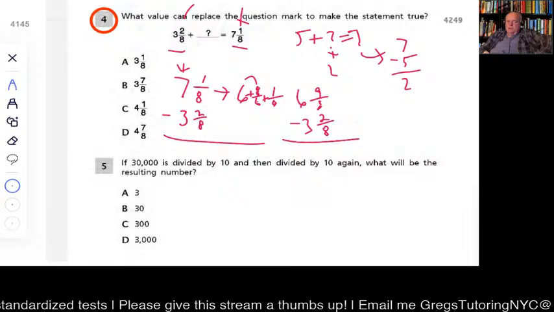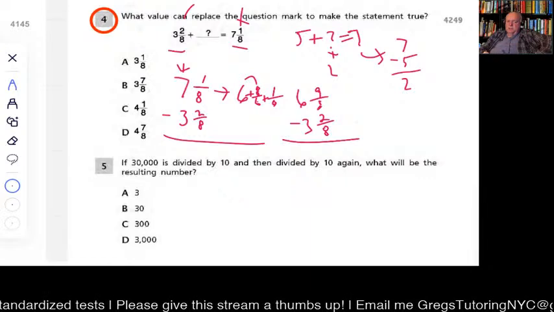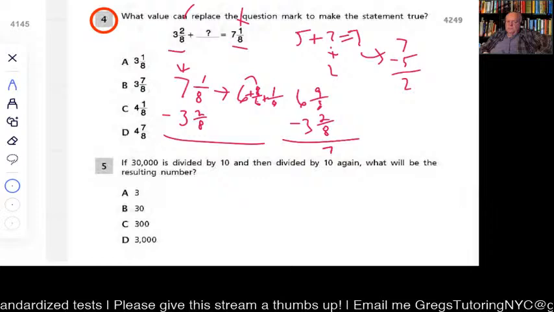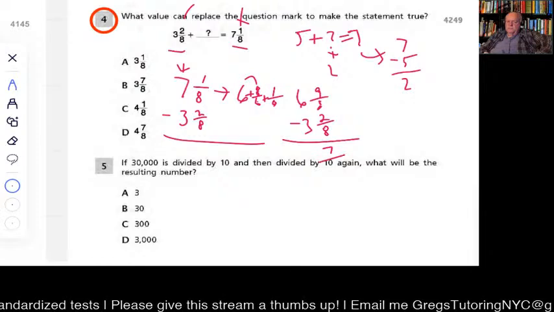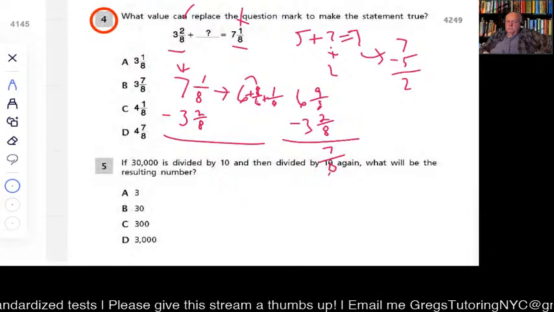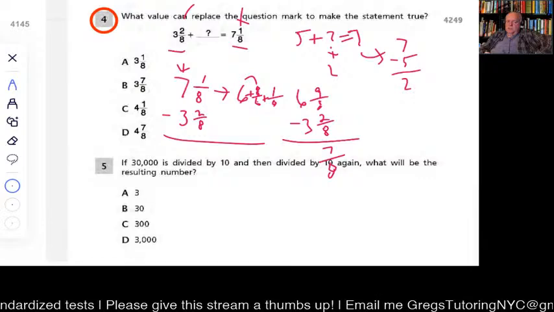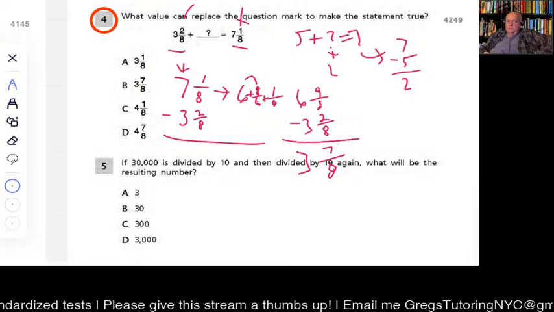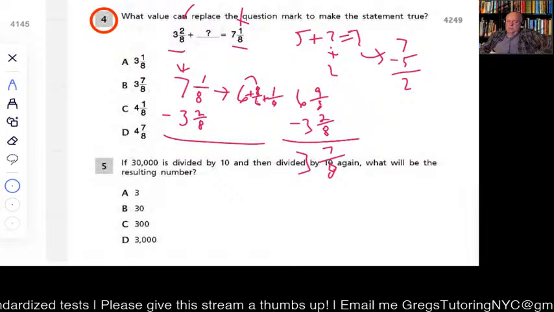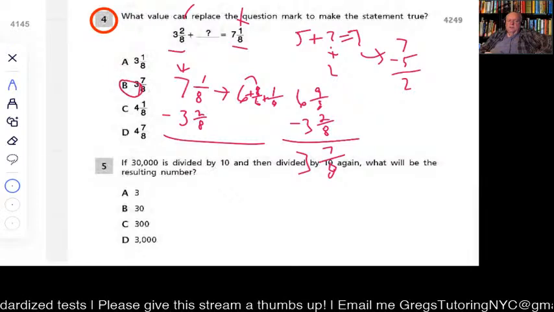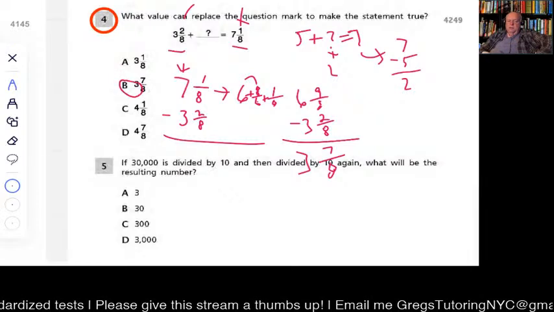Okay, so now we have 9/8 minus 2/8 is 7/8. And 6 minus 3 is 3. Okay, and that just gives us 3 and 7/8. That's B, I should say rather.